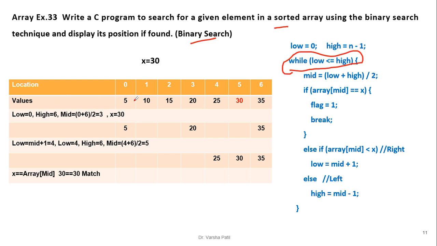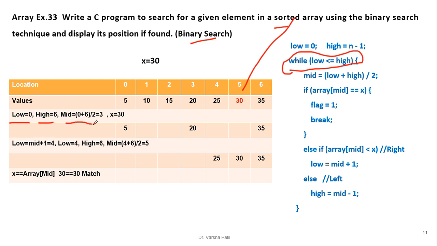Now see, for example, here we have accepted 7 elements, so the array's locations are from 0 to 6. I have stored all the elements 5, 10, 15, 20, 25, 30, 35. So the array should be in sorted order. Then we require to search the element. Initially we keep low equal to 0 and high equal to n minus 1. Elements are 7, so they span locations 0 to 6. So low is 0, high is equal to 6.